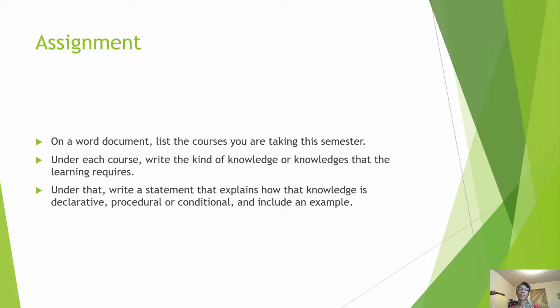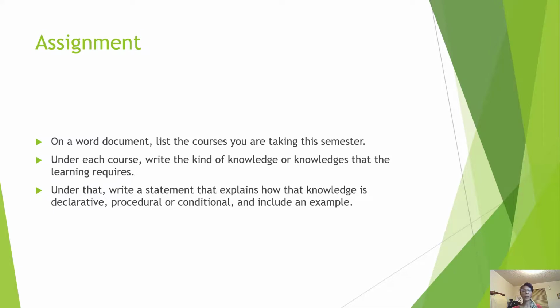And here's your assignment. So on a Word document, you're going to list the courses that you're taking this semester. Now, most of you are taking this course during the summer, which means a lot of you may just be taking the one course, or you might be taking 2 courses, okay? If you're taking 2 courses, I'd like you to do this assignment on both of your courses. If you're taking just one course right now, do this assignment for the course that you're currently taking, which is this one, and then choose another course that you most recently took.